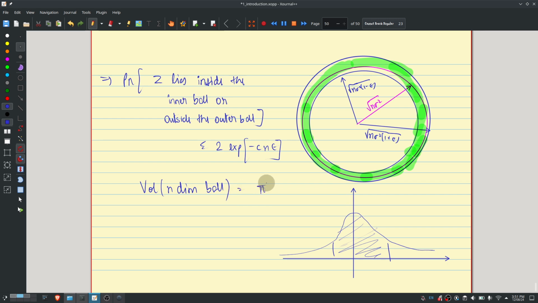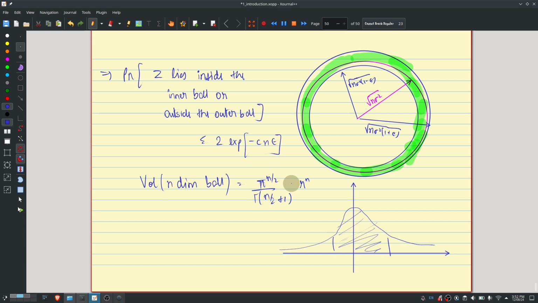is exactly given by pi raised to n by 2 divided by gamma of n by 2 plus 1, times r to the n, where r is the radius of the ball. And if you just apply Stirling's approximation, you can in fact prove that much of the volume is very close to r. It's very close to the surface. So that's a rather counterintuitive phenomenon that happens in high dimensions, which does not happen in lower dimensional objects.